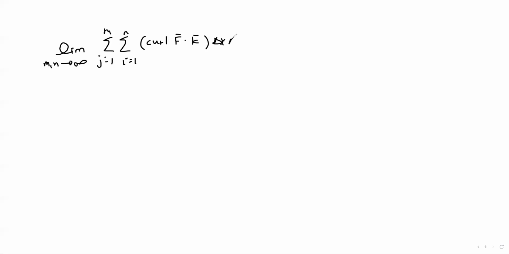So what does that mean? That means if we moved that little box all around the object, and took the limit as m and n went to infinity for our double integral here, i equals 1 to n, j equals 1 to m, of curl of f dot k, change in x, change in y, we would end up getting the double integral over D of curl of f dot k dA.